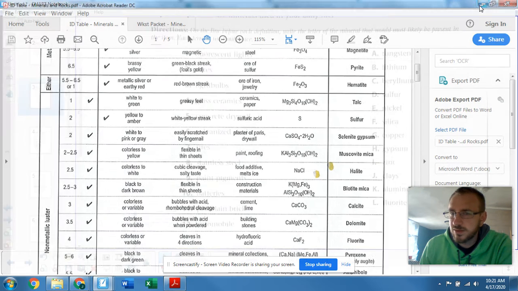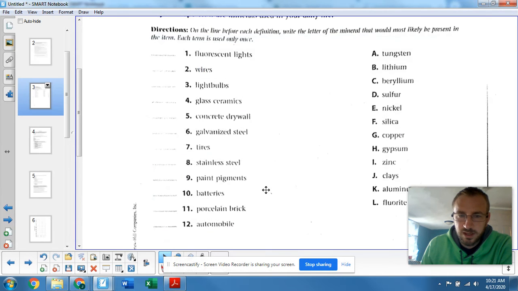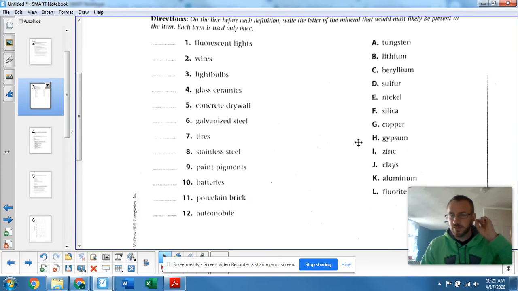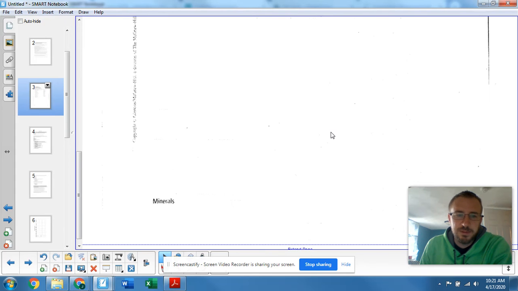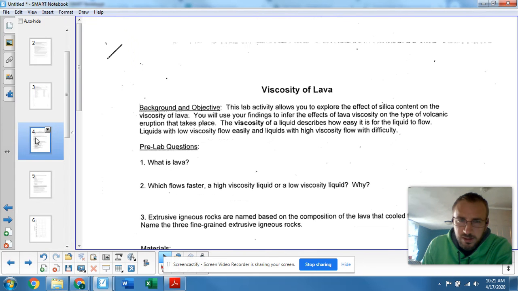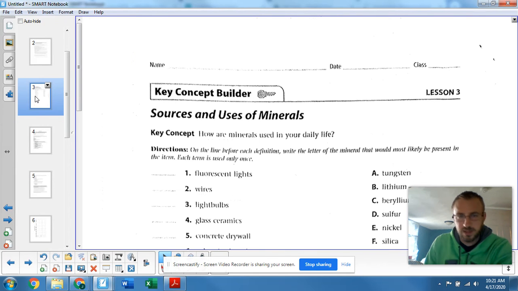So that's why we're doing this third page here. Just kind of get us used to some of the different uses for different minerals, different elements. Some of them are actually minerals. Most of them aren't. So, okay, and that should be the end of what we need to work on. Yep, because that's on volcano stuff.